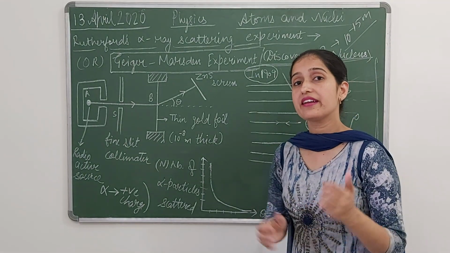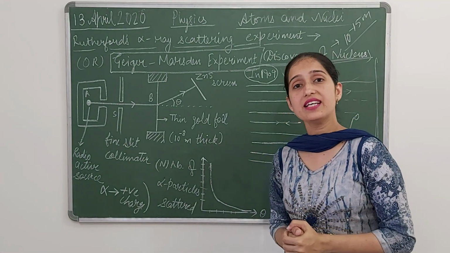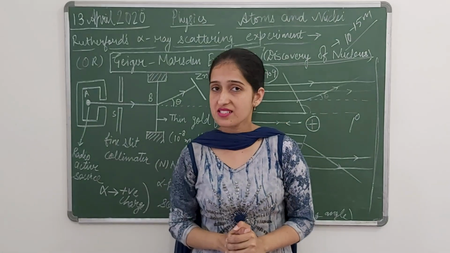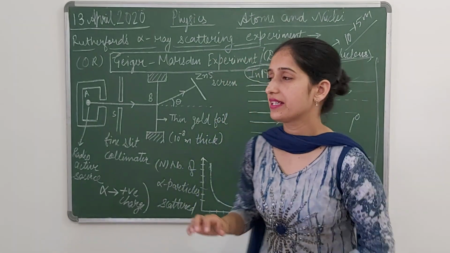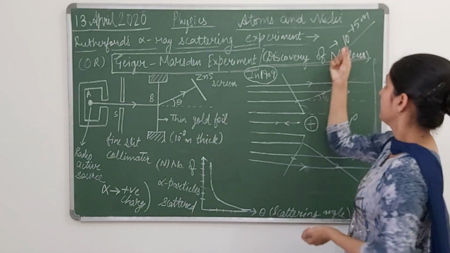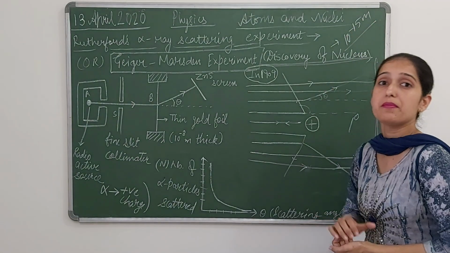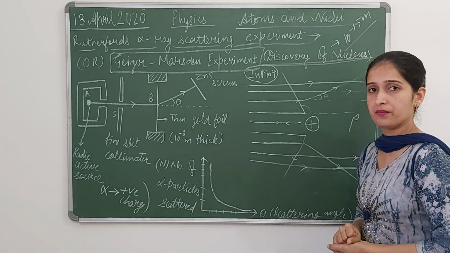Yesterday we discussed the radius of the atom. What was that? 10 to the power minus 10 meter. Today I am saying the size of the nucleus is 10 to the power minus 15 meter.